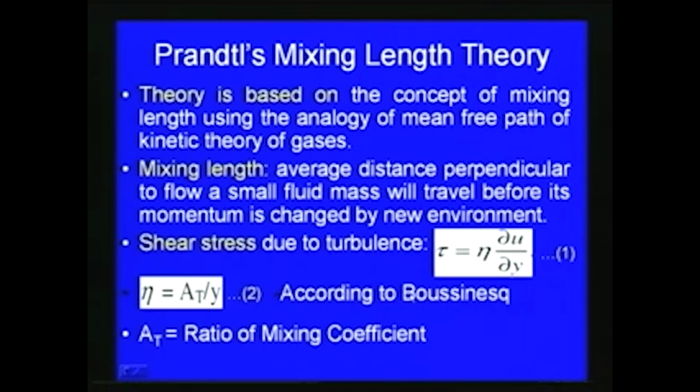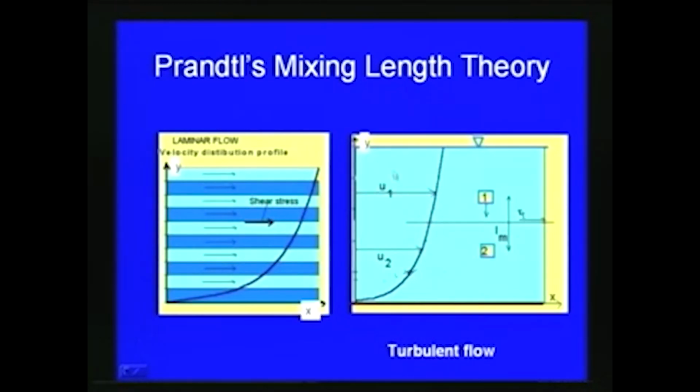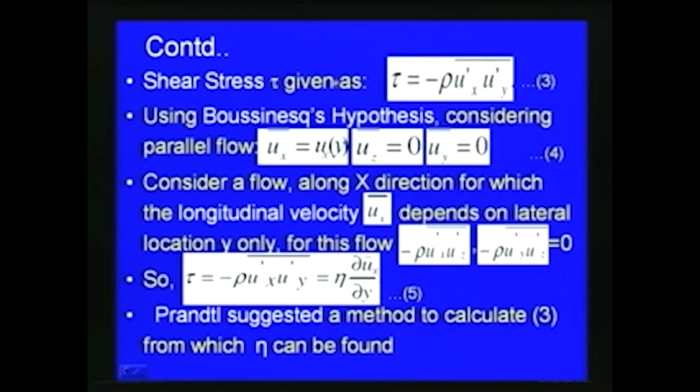So he also used this Boussinesq approximation, which is given by eta is equal to A_t by y, where y is the vertical distance, and A_t is the ratio of mixing coefficient. Using this further, as shown in this figure, y is in this direction and x is in this direction, and the velocity for the turbulence is plotted. Then he derived the shear stress as tau is equal to minus rho u_x dash u_y dash bar. So this is the definition of the shear stress.